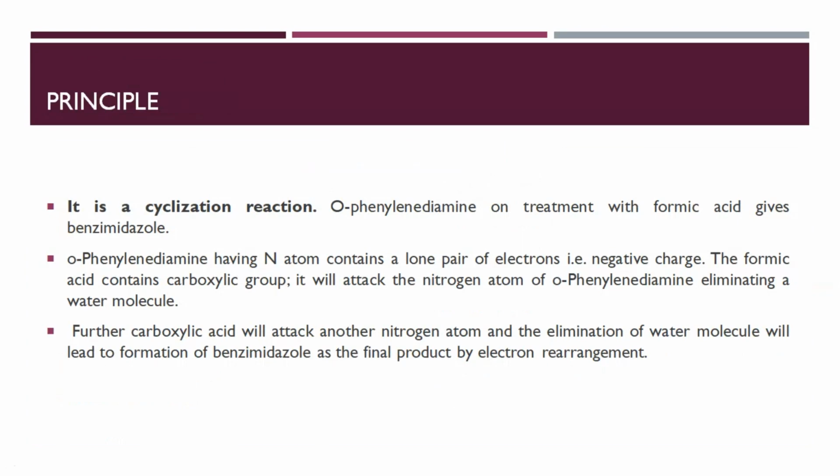So now let us move on to the principle of our synthesis. Basically we are going to synthesize benzimidazole using orthophenylene diamine and formic acid. Thus it involves a cyclization reaction wherein orthophenylene diamine on treatment with formic acid gives benzimidazole. We have already seen the structure of orthophenylene diamine. It contains nitrogen, where the nitrogen atom contains a lone pair of electrons, that is negative charge. Formic acid contains the carboxylic group.